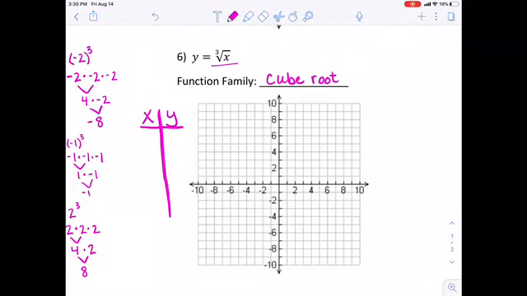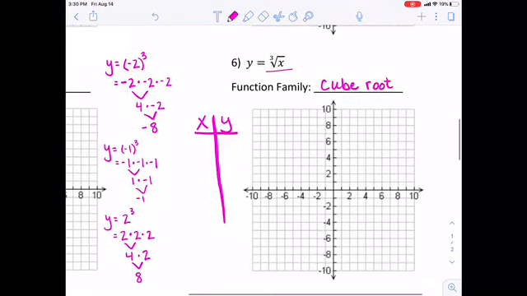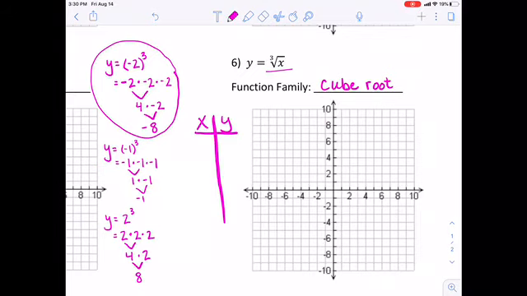For example, I can use -8 because, as you may recall just a moment ago, we found that -8 is just -2 to the third power. So I'm going to choose -8 for my table. I'm also going to choose -1 because we did that problem a moment ago. I'm going to choose 0. I'm going to choose 1. And I'm going to choose 8 because we did all of these problems a minute ago and I already know the answers.